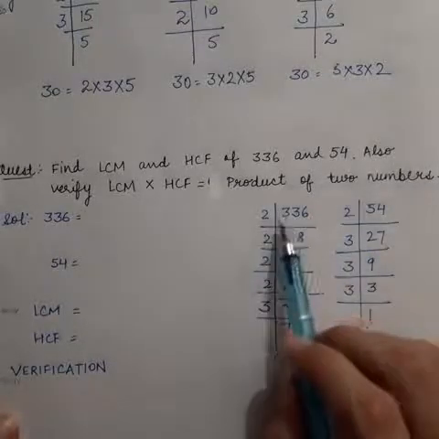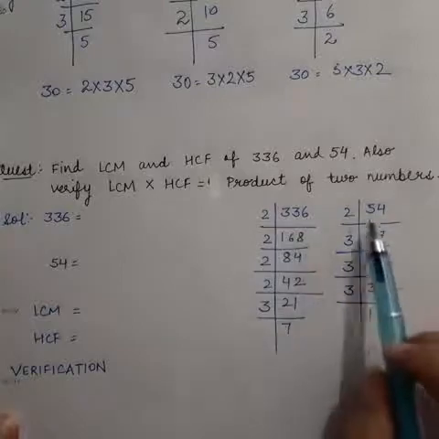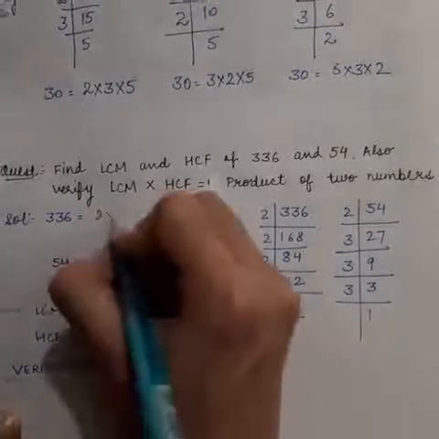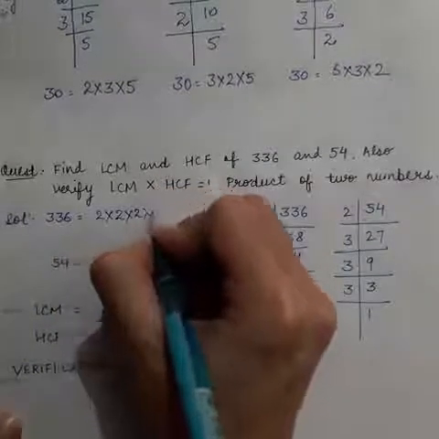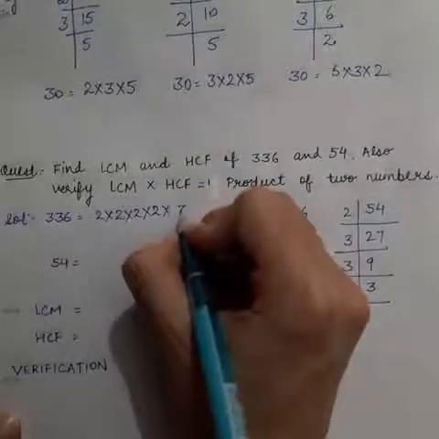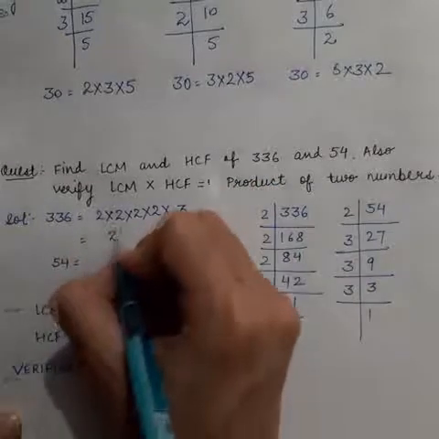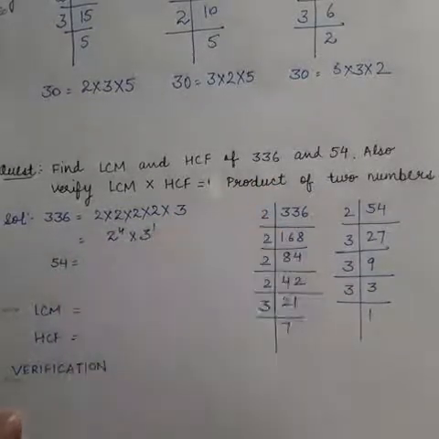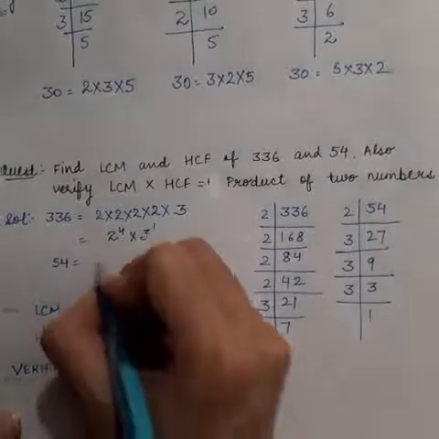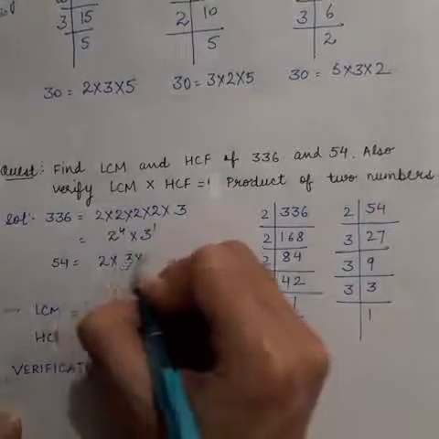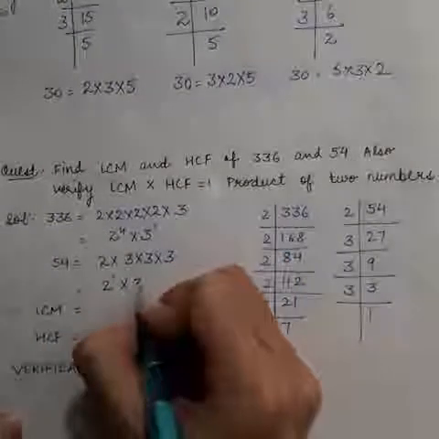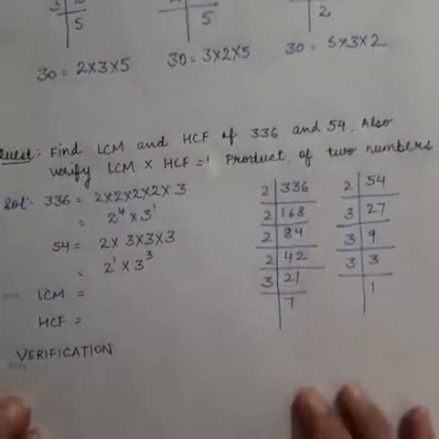Now I've taken 336, and I've already factorized it. Same way 54 I've already factorized. I can write it as 2 into 2 into 2 into 2, 4 times 2, and then I have 3. Always express it in the power notation: 2 raised to the power 4, 3 raised to the power 1. Same way 54 can be written as 2 into 3 times 3. Again express it in the power notation so that it is easy to work out then.